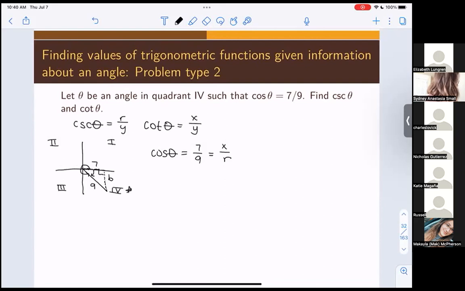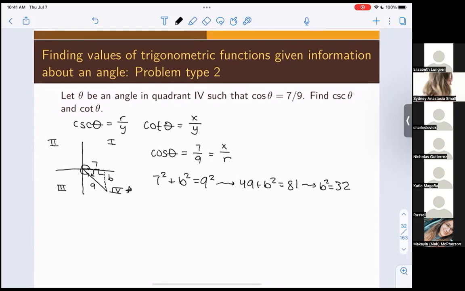So to solve for B, we can do 7 squared, one of the sides, plus the other shorter side, which we don't know what it is, so it's B squared, is equal to 9 squared. Doing some arithmetic, 49 plus B squared is equal to 81. Some more arithmetic, by subtracting 49 from both sides, we get that B squared is equal to 32, and therefore B is equal to plus or minus the square root of 32. We don't know which plus or minus it is yet. We'll talk about that in a second.